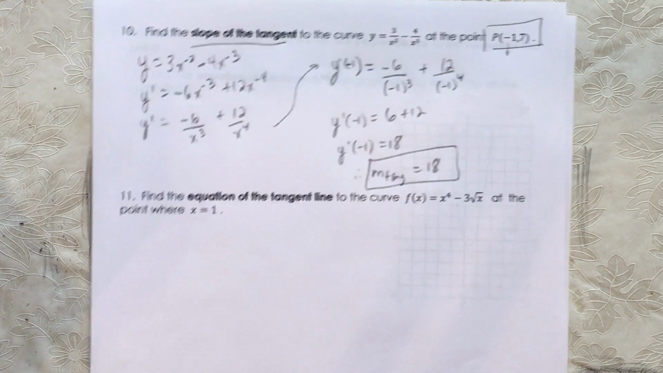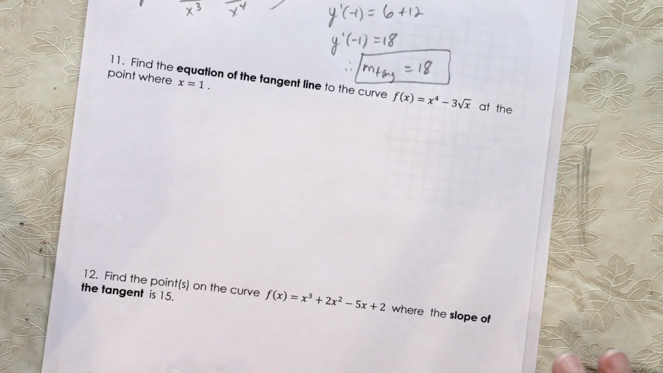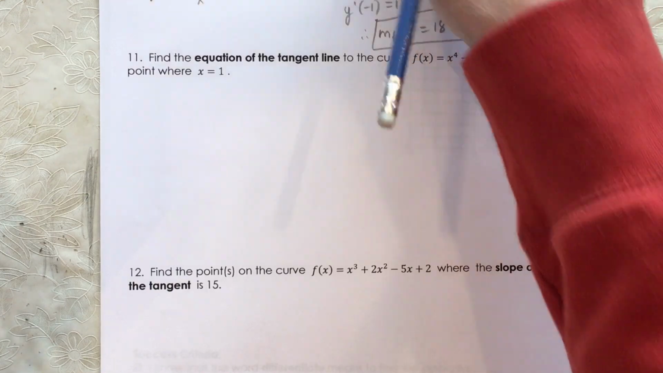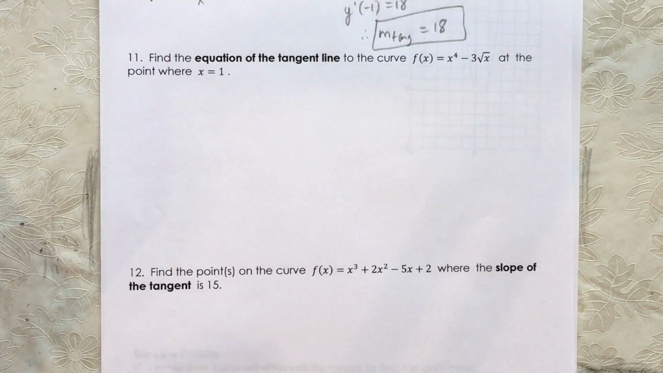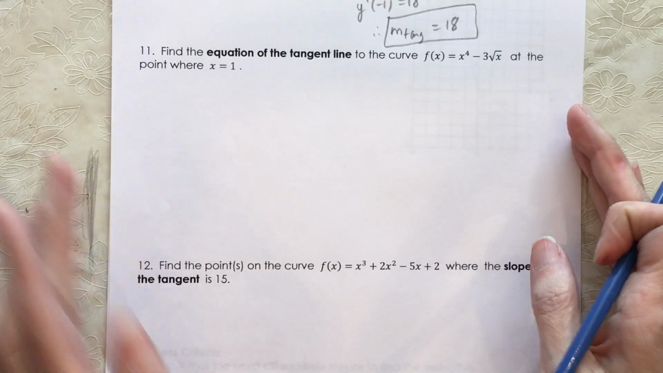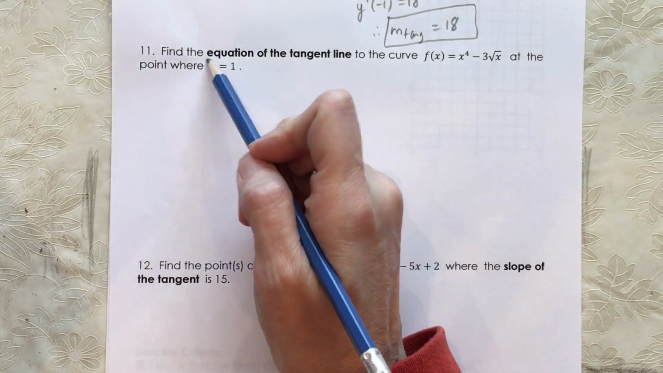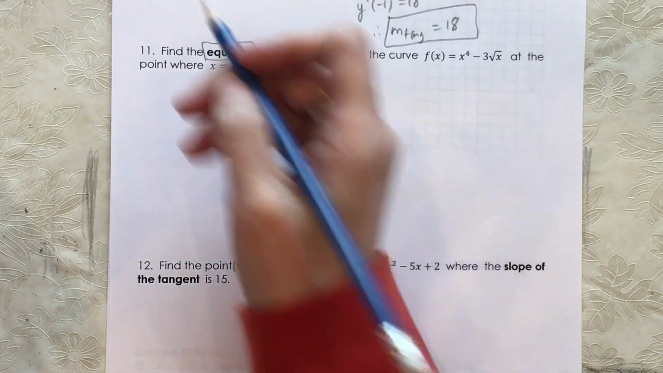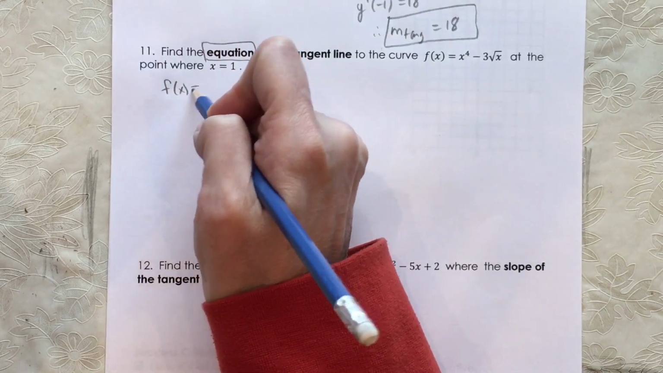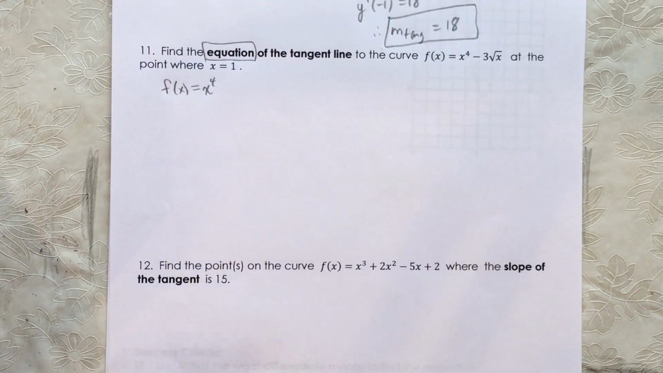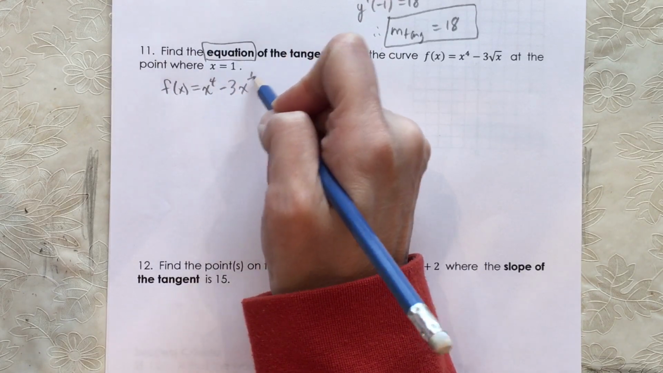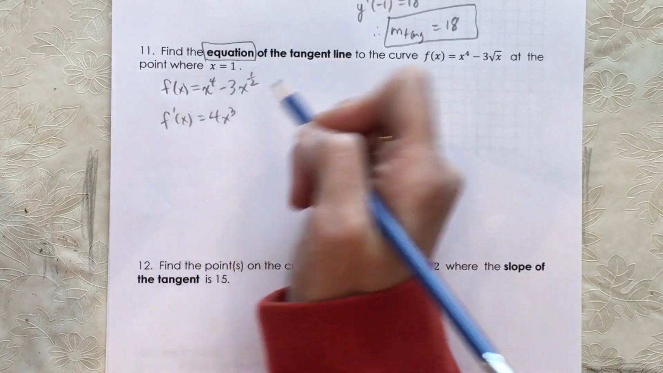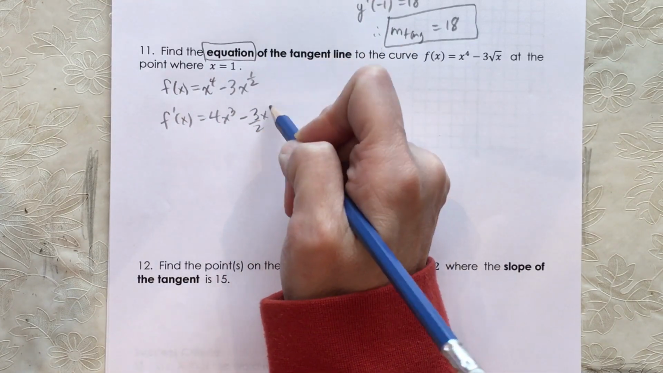All right, so the next question, we want to find the equation of the tangent line to the curve f at x equals x to the 4th minus 3 root x at the point where x equals 1. So we're back to equation, which is a little bit more involved, but in order to find the equation, you still need the slope of the tangent. So first of all, we're going to rewrite f at x so that it's in a friendlier form to find the derivative. So I'd write it as x to the 4th minus 3x to the half. Then find f prime at x. So 4x cubed minus 3 halves x to the negative 1 half.